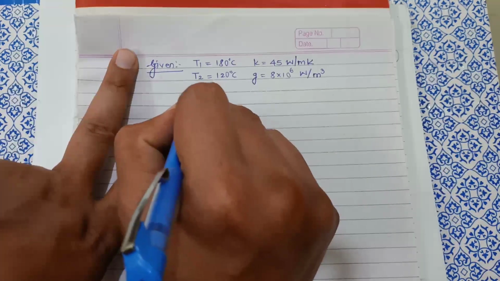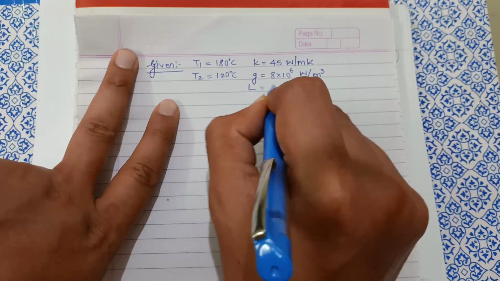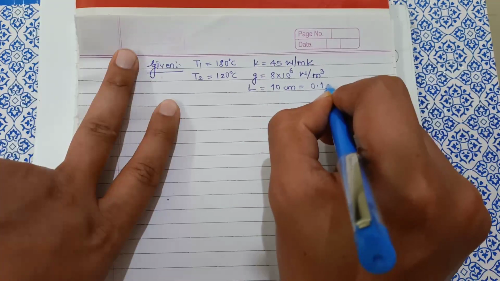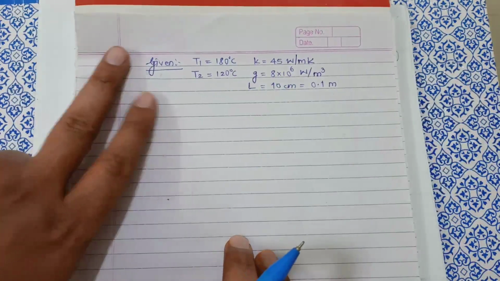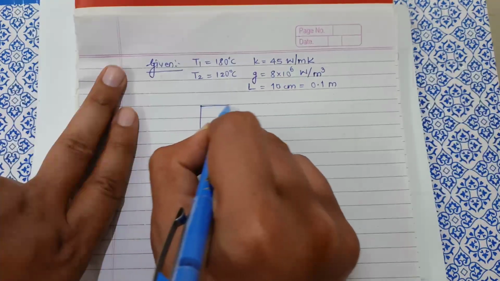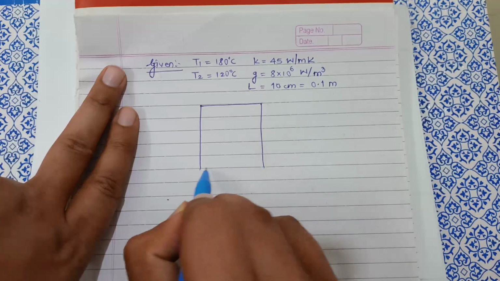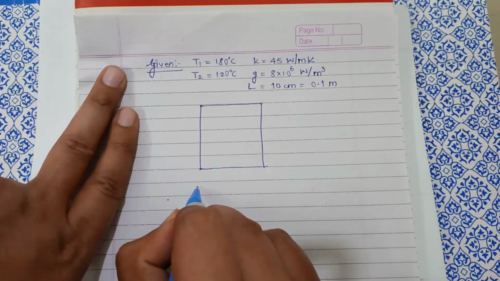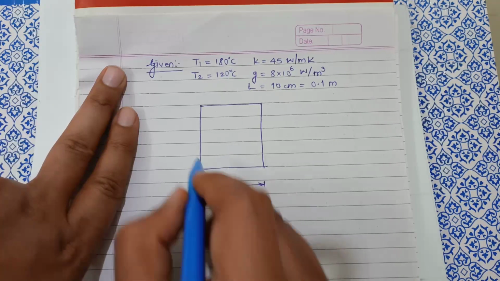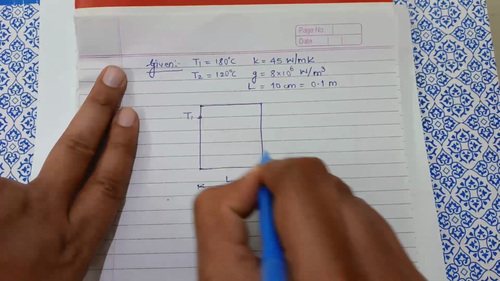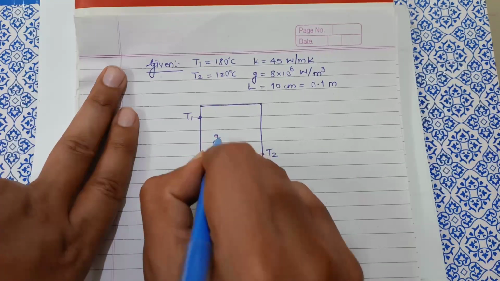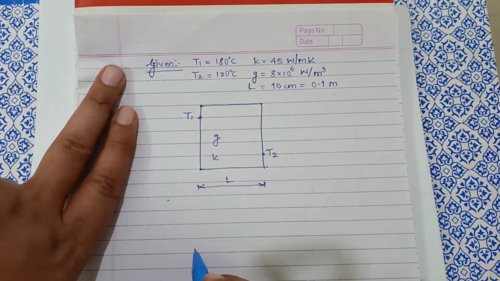Also, the thickness of the wall is given to us and it is equal to 10 centimeter, which is 0.1 meter. To help with the understanding, I will draw a simple schematic diagram, as we always try to do in the solution of the problems. So this is the L which has been given. This is the T1 on the left face, this is the T2 on the right face. G and K are there.